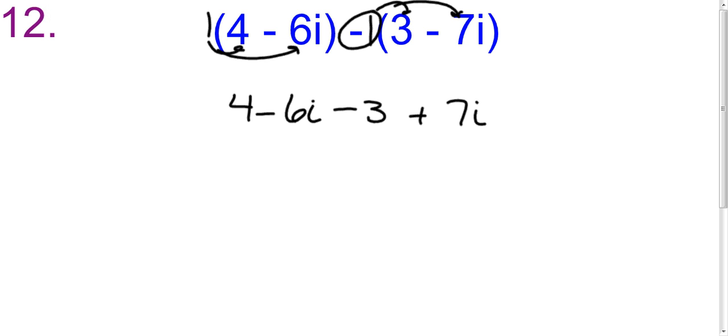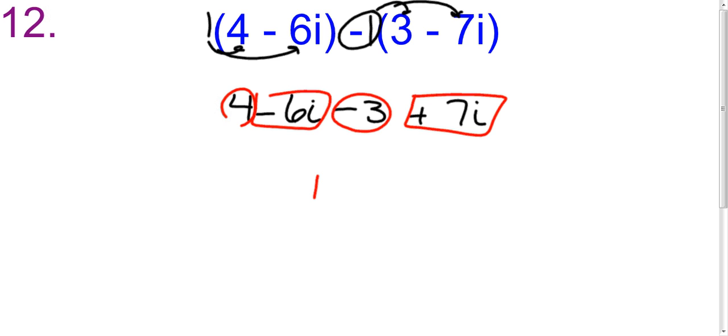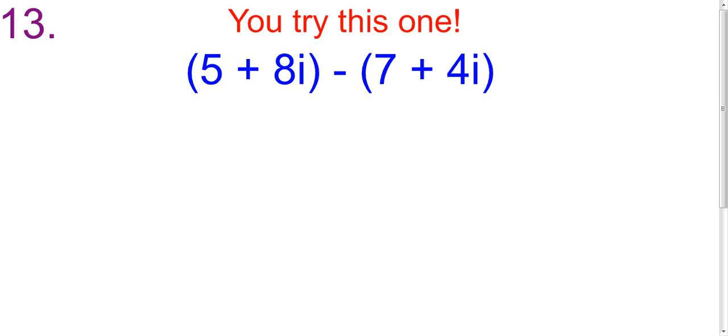And now if we combine our like terms, I can combine the 4 and the negative 3 to make 1, and the negative 6i and the positive 7i to make 1i. And then this one, if you would like to try it, is negative 2 plus 4i. I'm not going to take the time to do it right now.